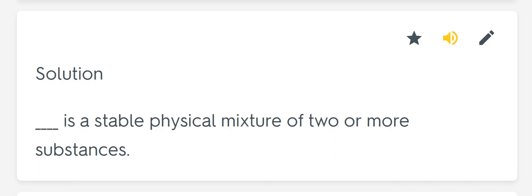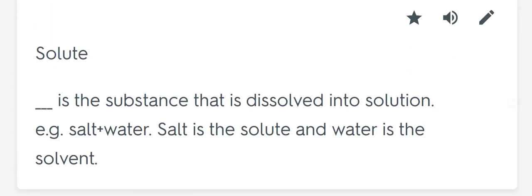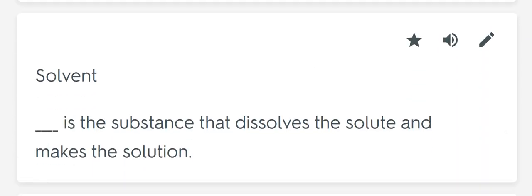Solution. Blank is a stable physical mixture of two or more substances. Solute. Blank is the substance that is dissolved into solution, for example salt plus water. Salt is the solute and water is the solvent. Solvent. Blank is the substance that dissolves the solute and makes the solution.